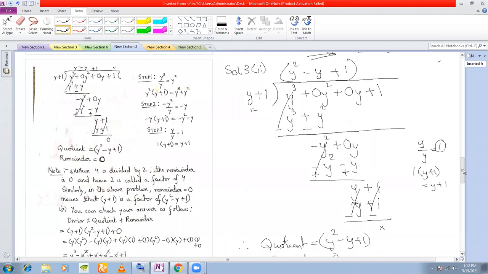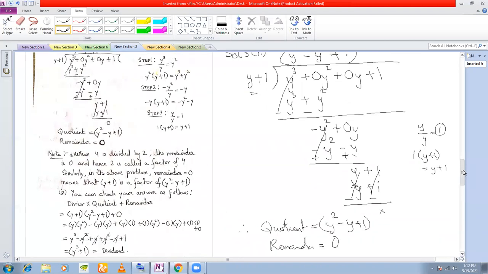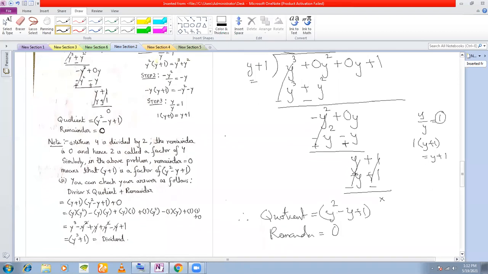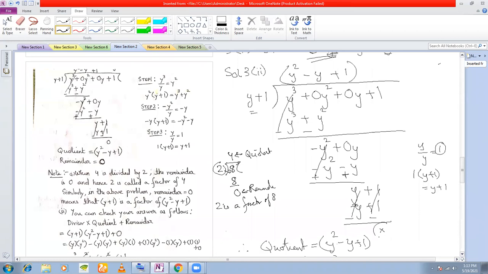So a very interesting observation here is that you are getting remainder 0. When do you get remainder 0? When we divide 8 by 2. 2 into 4 is 8. You're getting what? Remainder 0, isn't it? This is your quotient. And what do you say? You say 2 is a factor of 8, isn't it? So in this case, when we are getting the remainder 0 here, we say y plus 1 is a factor of the dividend.